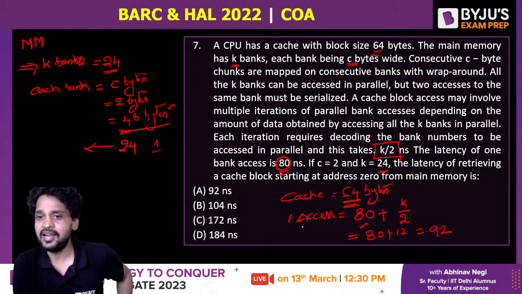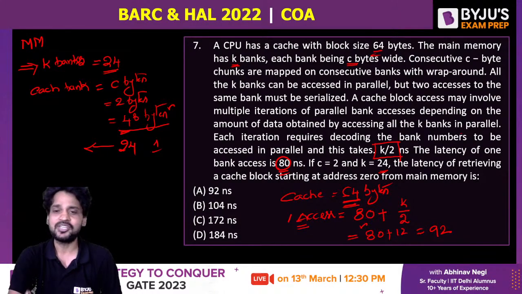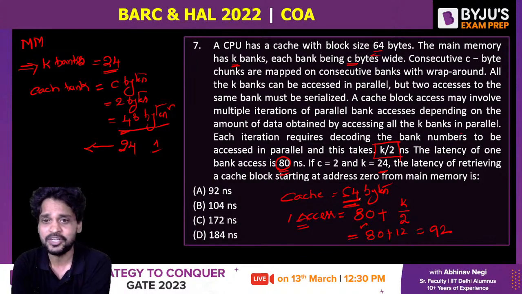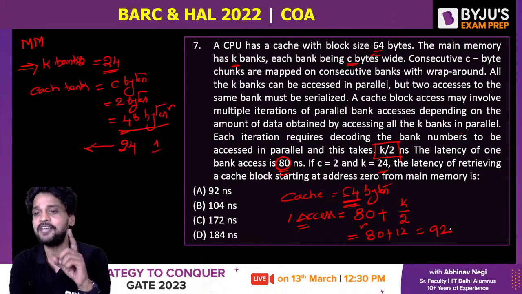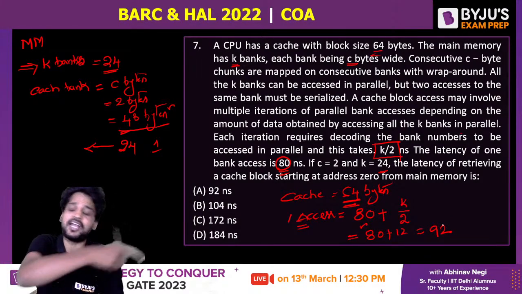Why did I specify only one access here? Although it is specified that one bank will be accessed in 80 nanoseconds, it is clearly given that all the banks can be accessed in parallel. So, for all the banks, as they can be accessed in parallel, for accessing the total main memory, I do require 80 nanoseconds. In addition to which, all the banks must be decoded, right? Which takes k by 2 nanoseconds. So, 92 nanoseconds I do require in order to transfer just 48 words into the cache memory.